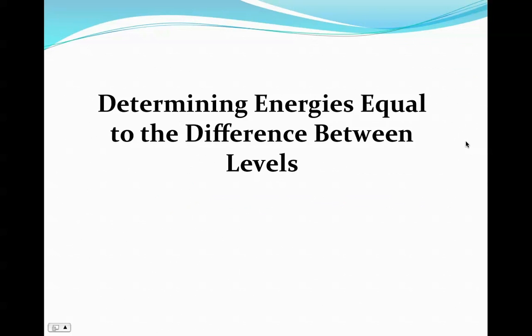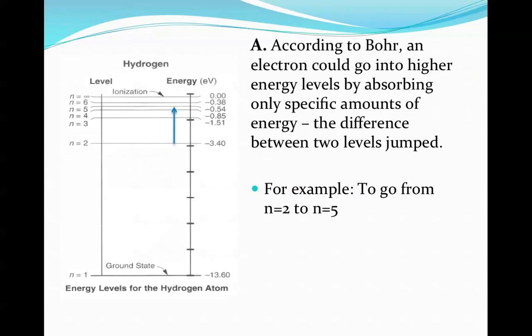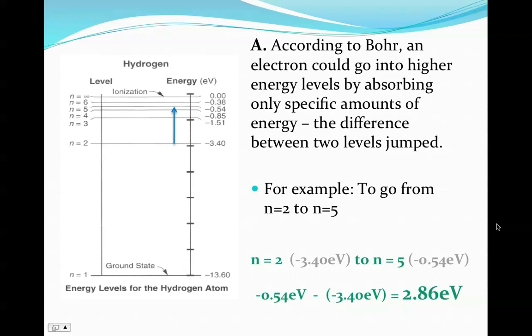So we're first going to simply determine the energies equal to the difference between the levels. Now, according to Bohr, an electron could go into a higher energy level by absorbing only specific amounts of energy. The difference between two levels jumped. So if I go from n equals 5 to n equals 2, I look up each of their values on our chart, and then I'm simply going to subtract them. I prefer to subtract them so that I do the smaller number minus larger number so I get a positive value, and then I can just make sure I always state whether it's being released or absorbed. So to go from 2 to 5, we're going to absorb 2.86 electron volts.